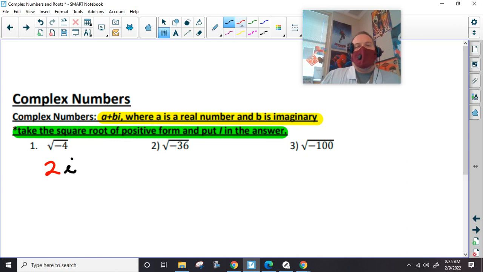Okay. All right. What is the square root of 36? And we do what? Put the I in it. And square root of 100. And we put the I.